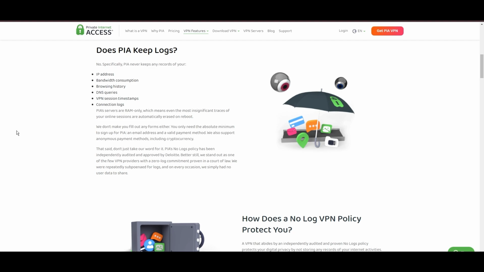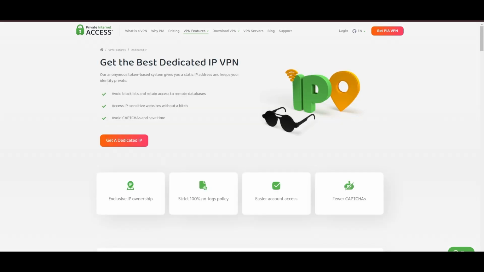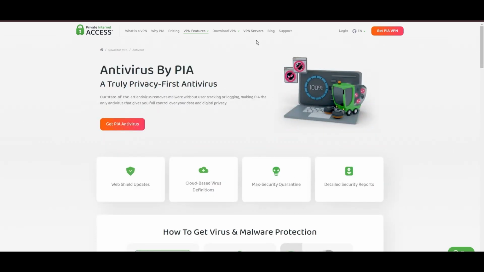However, PIA faces its set of challenges. Being US-based raises privacy concerns despite a strict no-logs policy. Questions around the reliability of customer support and the absence of servers optimized specifically for use in Minnesota or specific online service connectivity are considerations for some. Moreover, potential interruptions due to frequent server maintenance are notable.